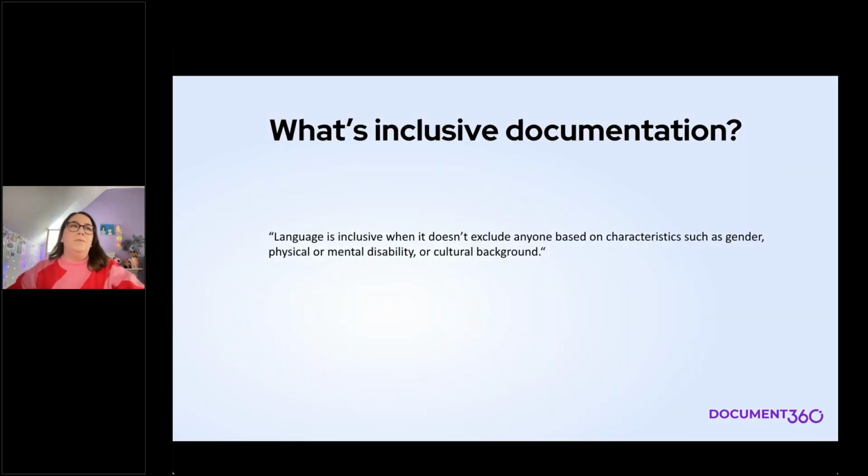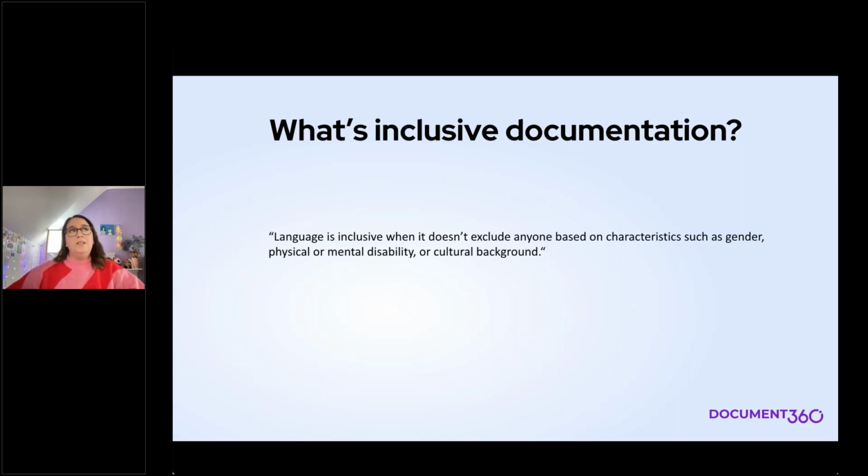So what is inclusive documentation? I think Google does a really great job of defining what this is. So Google defines inclusiveness as the practice and policy of including people who might be otherwise excluded or marginalized. It's a part of accessibility. Language is inclusive when it doesn't exclude anyone based on characteristics such as gender, physical or mental disability, or cultural background. And every human is treated with dignity and respect.